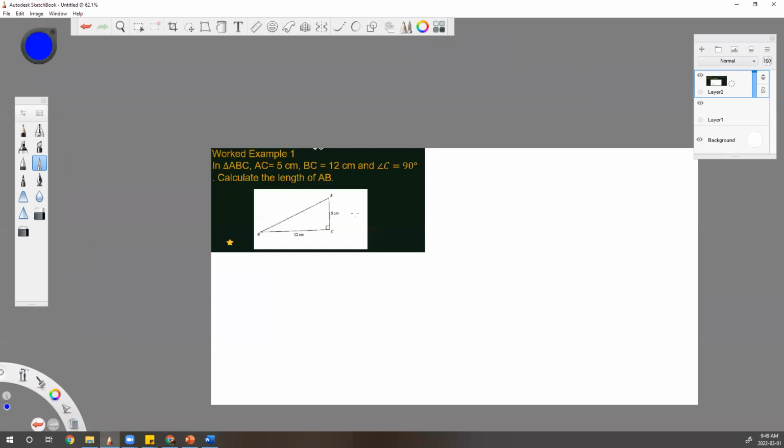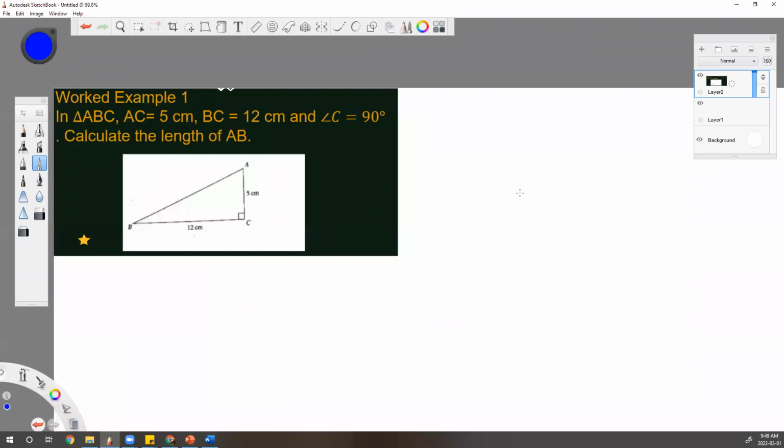In triangle ABC, AC equals 5. It's given BC equals 12, and angle C equals 90 degrees. Calculate the length of AB. I think we know that AB is the hypotenuse, right? So AB squared equals the sum of the others. That's simple. So pick the hypotenuse first. AB squared equals 12 squared plus 5 squared. 144, you can use your calculator, plus 25. So AB squared equals 169.